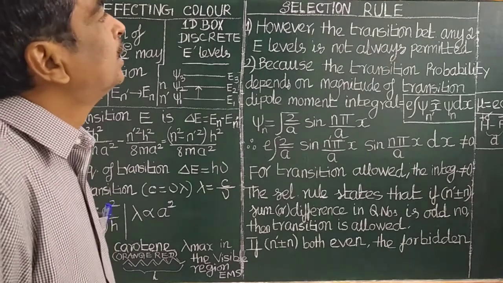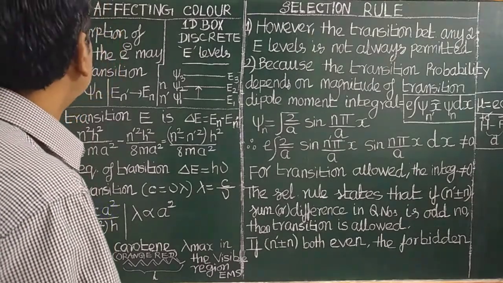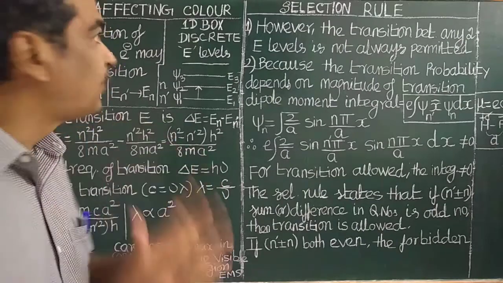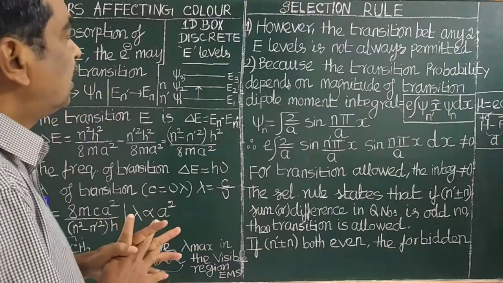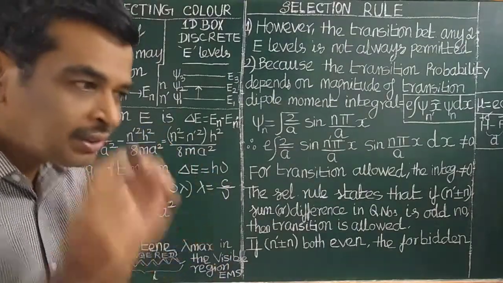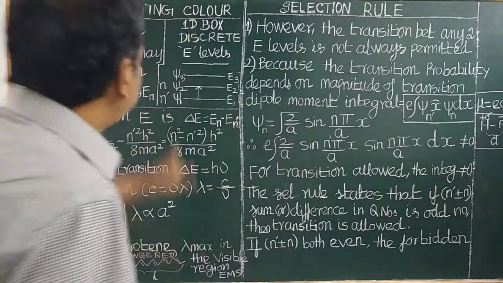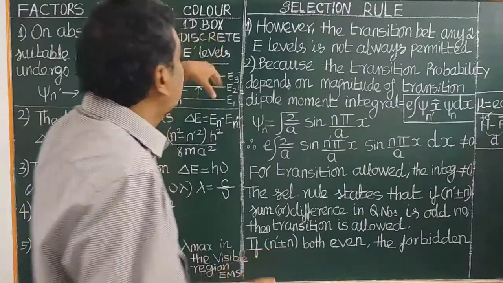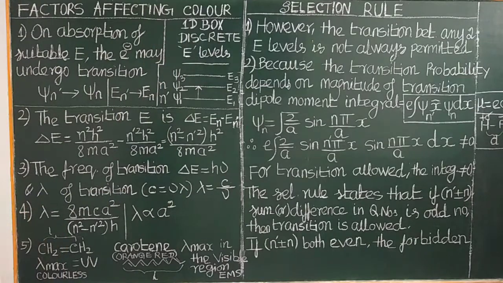Good morning. Let us study in this class what the factors affecting color are, and how the selection rule is mathematically obtained by considering a one-dimensional box. That is, with reference to the one-dimensional box, we will show that in this class.